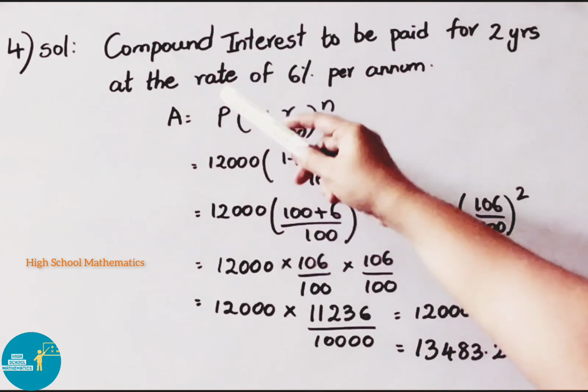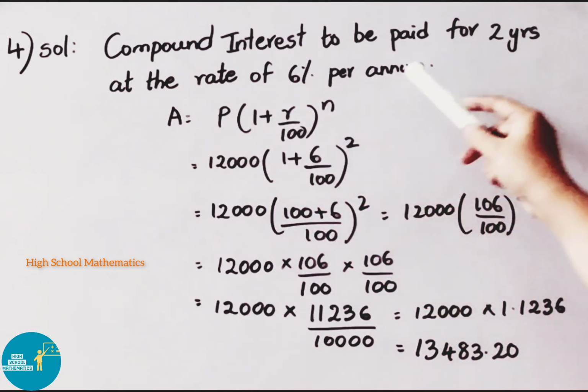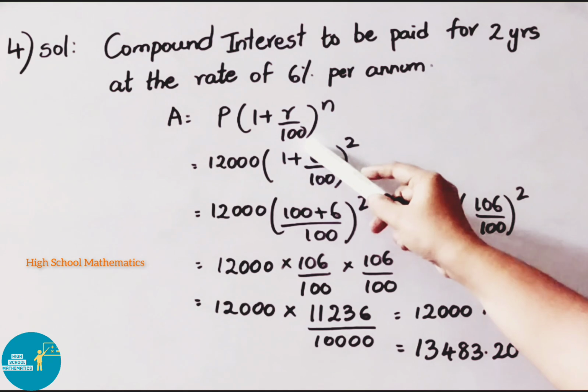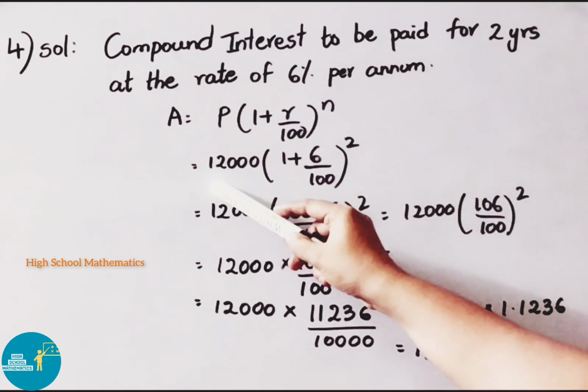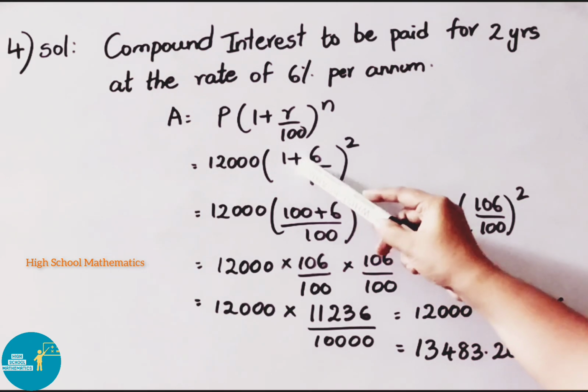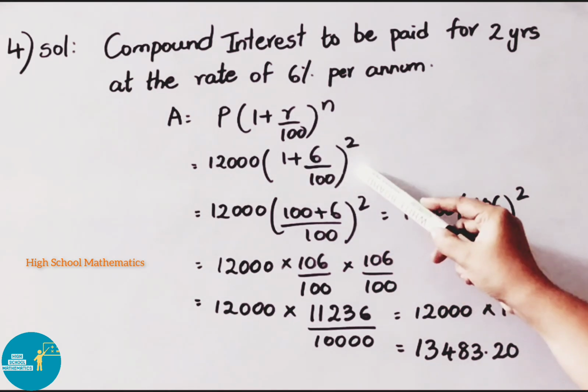See now, compound interest to be paid for 2 years at the rate of 6% per annum. So amount equals P into 1 plus R by 100 whole power n. That equals principal amount is 12,000 rupees into 1 plus rate of interest is 6%, so 6 by 100 whole power n.